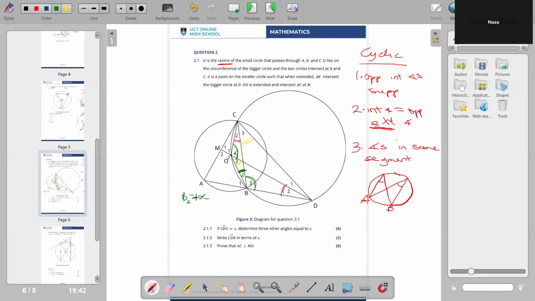D1 is equal to x. Yes. So you are linking. In other words, you are just going straight there. You are just going to say B2 is equal to D1. What will be the reason for that? Angles in the same segment. So here we are agreeing it's x. Where else?